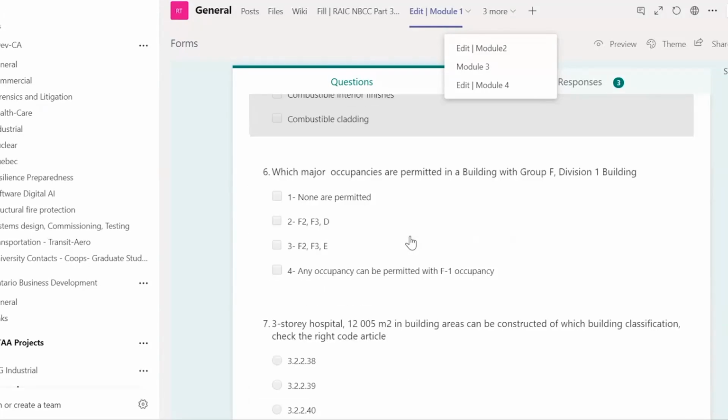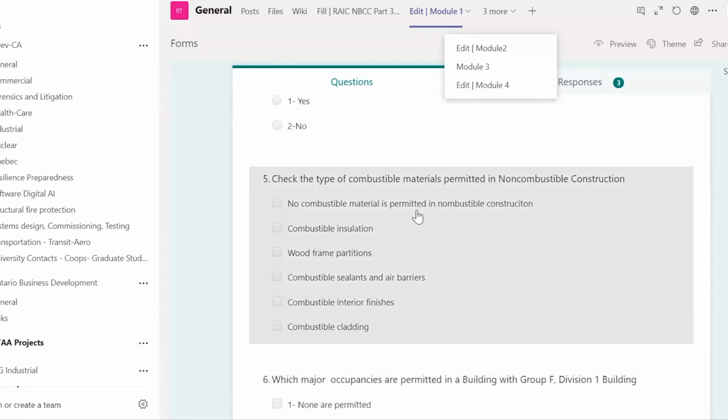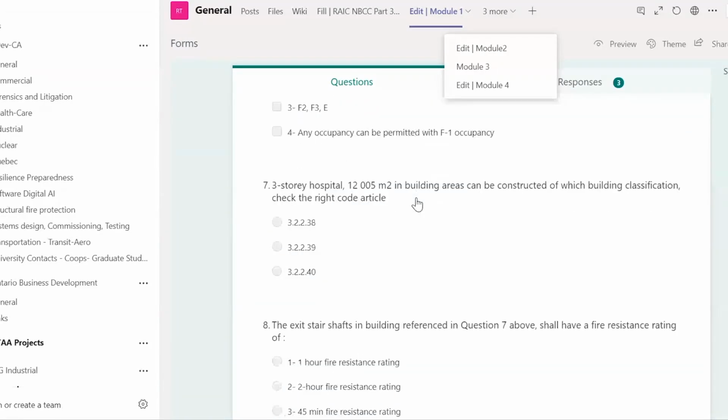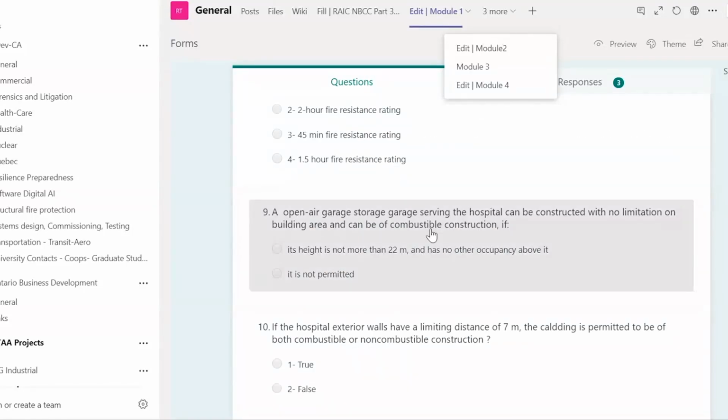So which question number are we on now? Is this Module 1 or Module 2? Module 1, and this is question 9, right? Okay: an open air storage garage serving the hospital can be constructed with no limitation on building area. It can be of combustible construction if its height is not more than 22 meters. So did you take a look at the different types of construction in 3.2.2 applicable to the storage garage, which is Group F3?